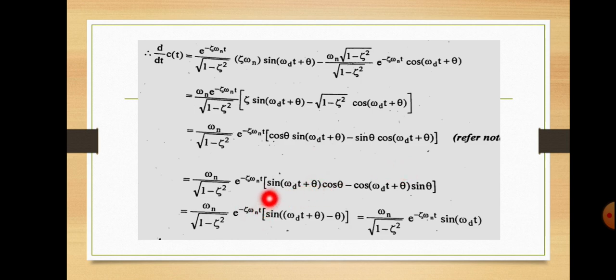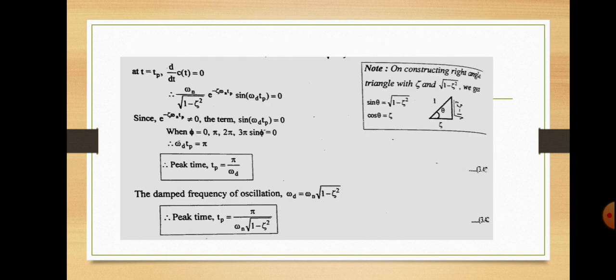So we can write in the same way: omega n divided by square root 1 minus delta square and e raised to minus delta omega n into t into sin of omega dt plus theta minus theta. That will be equal to sin omega dt, and the complete result is omega n divided by square root 1 minus delta square and e raised to minus delta omega n into t into sin omega dt. That is the first derivative. But in order to get the peak value, that is Tp, the first derivative will be equated to 0. So d by dt of c of t will be equal to 0.